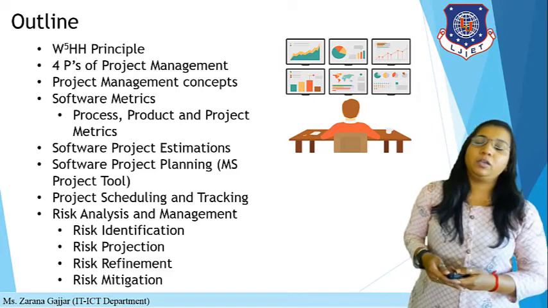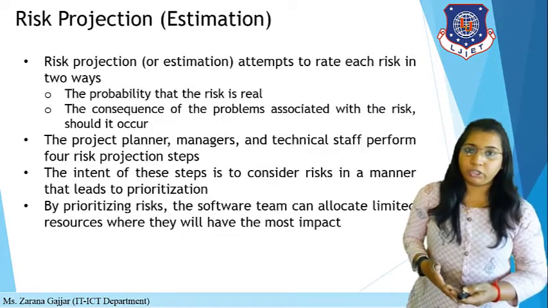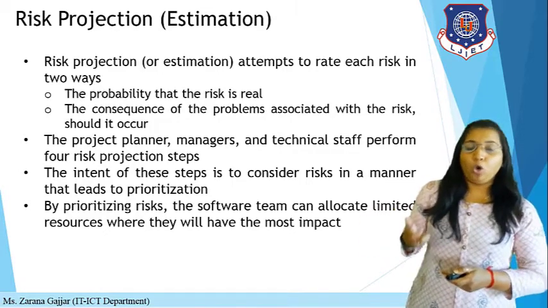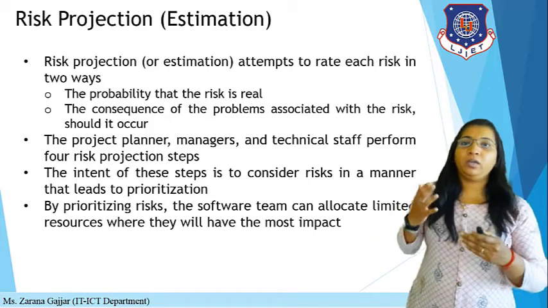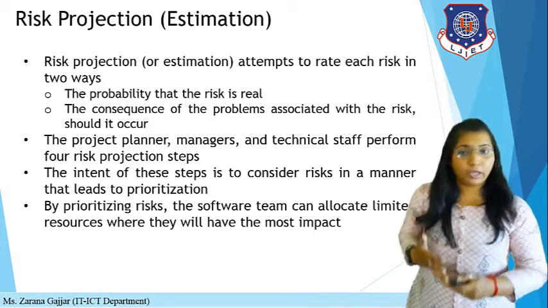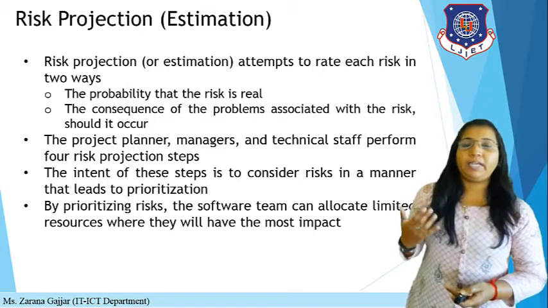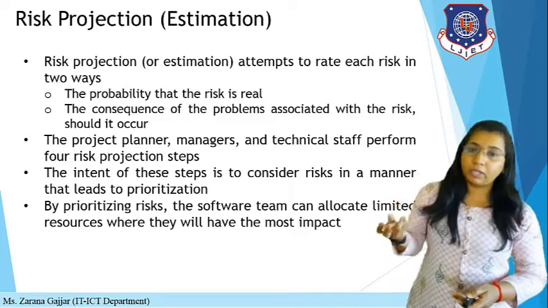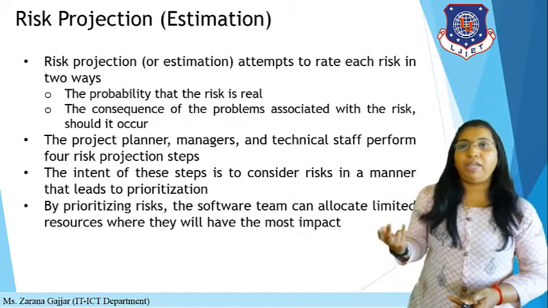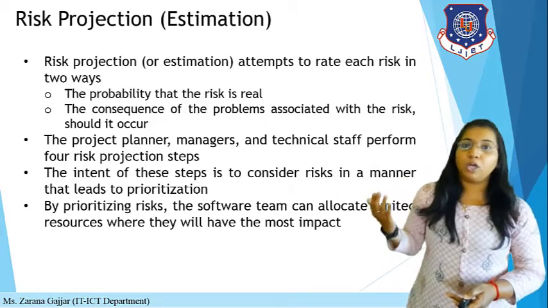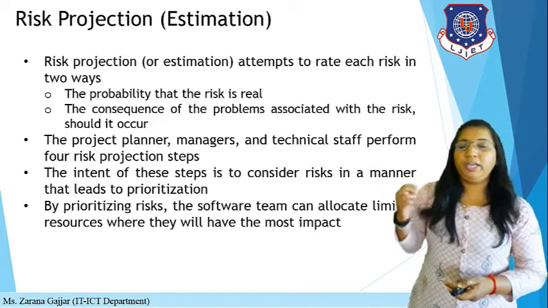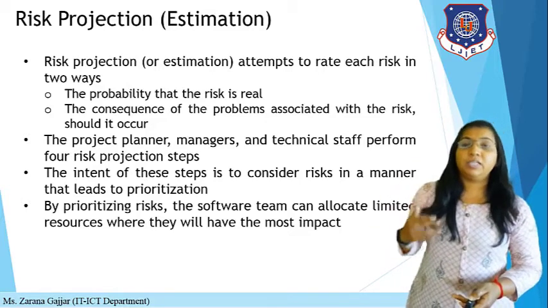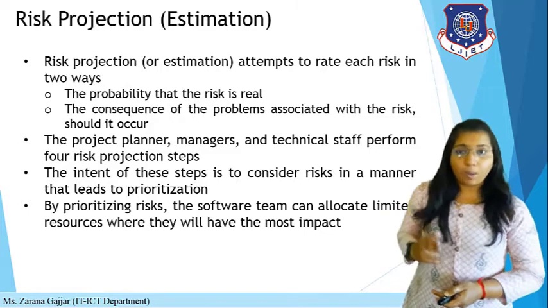So let's start with the first topic, that is risk projection. Risk projection attempts to rate each risk in two ways. The first way is the probability that the risk is real. So what is the probability of the particular risk being real or not? And the second way is the consequences of the problem associated with the risk should it occur. So what are the consequences and what is the probability of this? These are the two ways for risk projection.